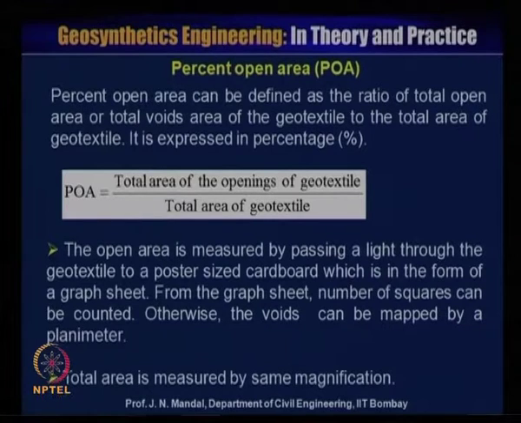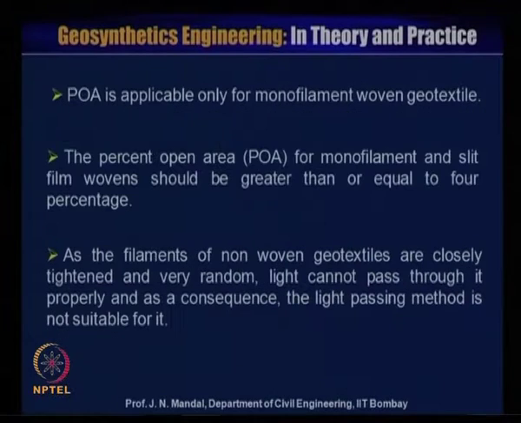Now, the open area is measured by passing light through the geotextile onto a poster size cardboard which is in the form of graph sheet. From the graph sheet, the number of squares can be counted. Otherwise, the void can be mapped by a planimeter. So, total area is measured at the same magnification. Now, POA is applicable only for monofilament woven geotextile.